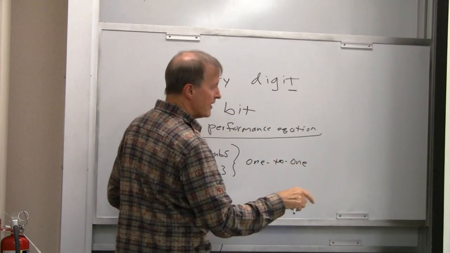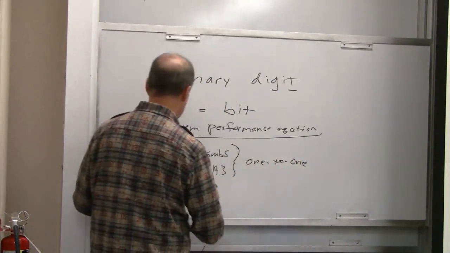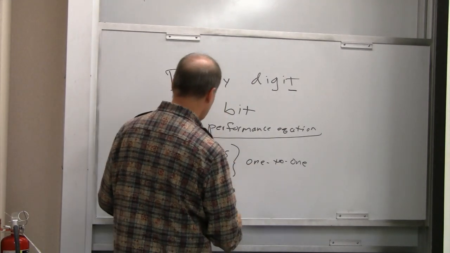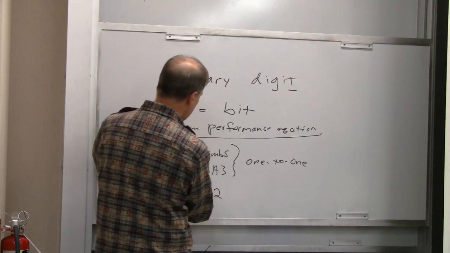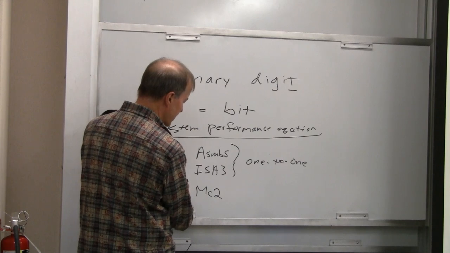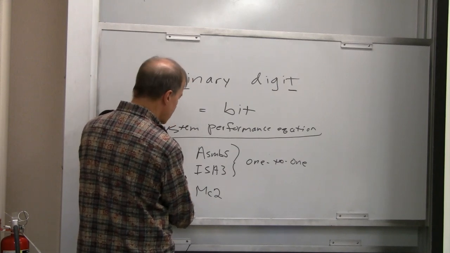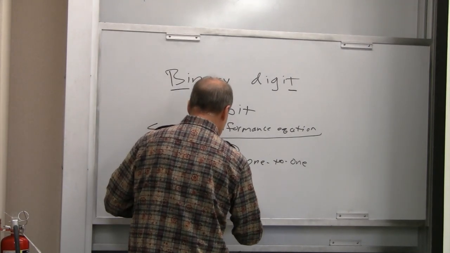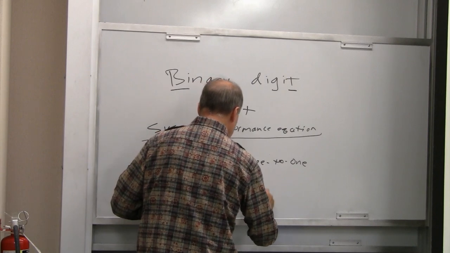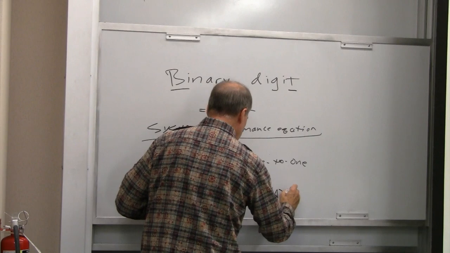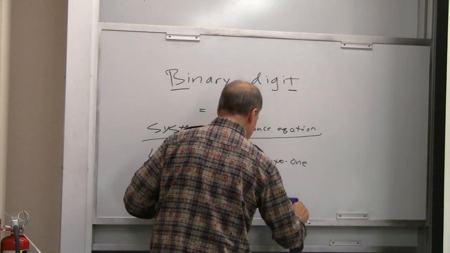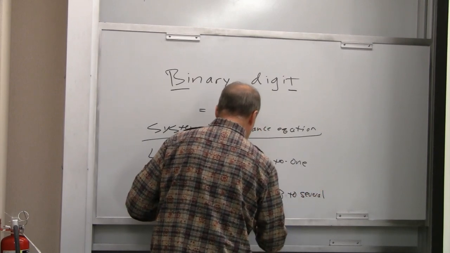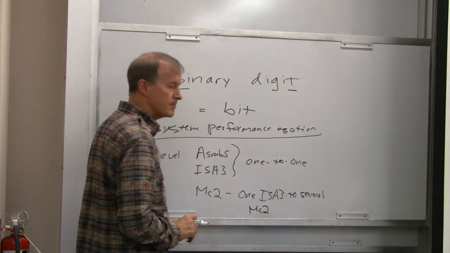So this is 1-to-1. On the other hand, at level MIC2, MIC2 is the microcode level. At level MIC2, what happens is one of these produces many of these. Do you see what we're saying? So I don't know how to illustrate this. So MIC2, one ISA3 goes to many, to several, let's say, to several MIC2. Do you see what we're saying there?